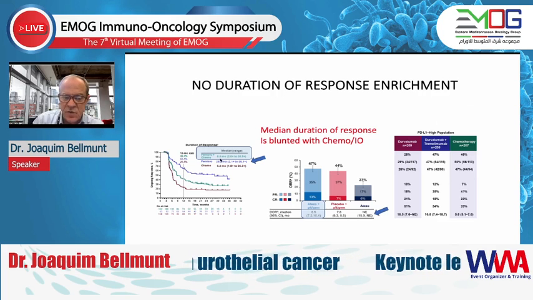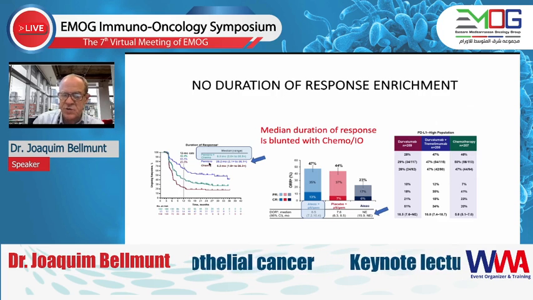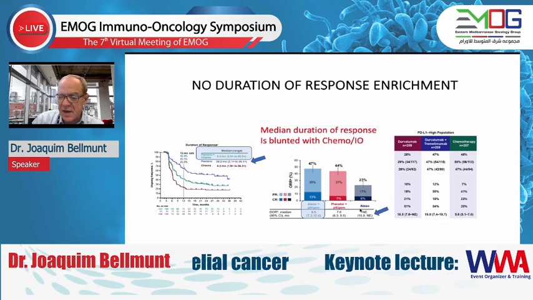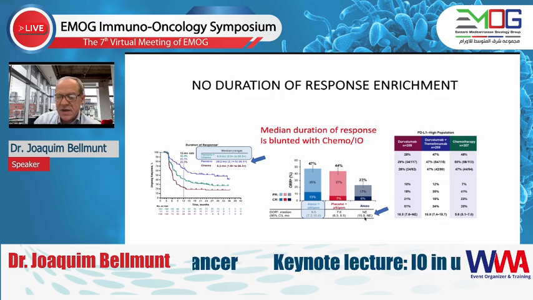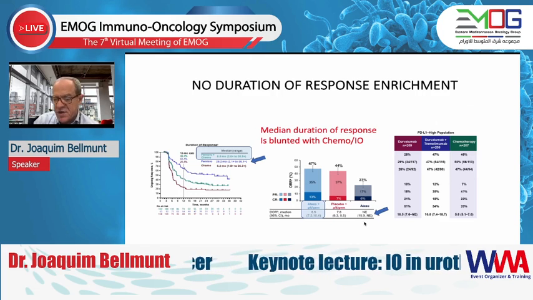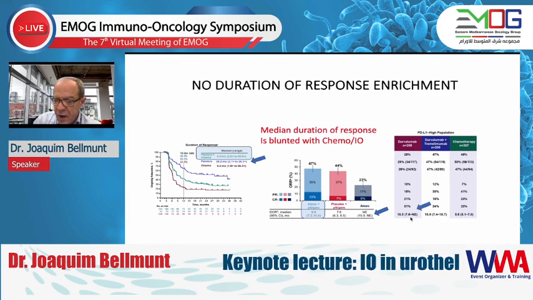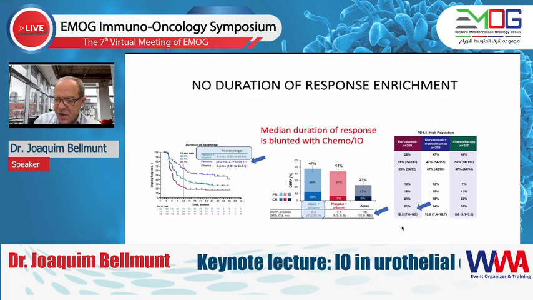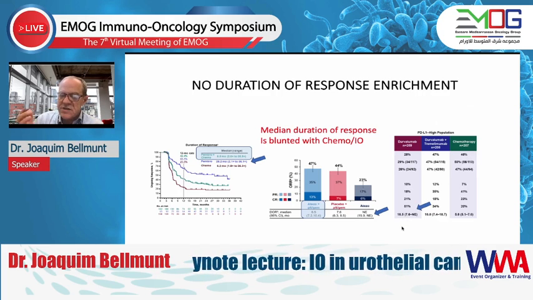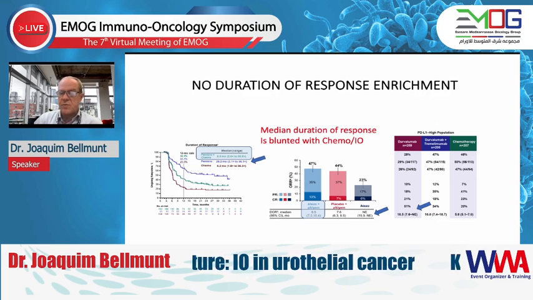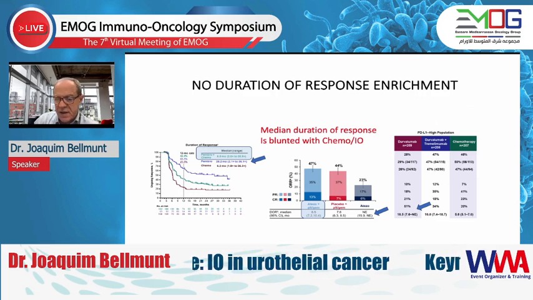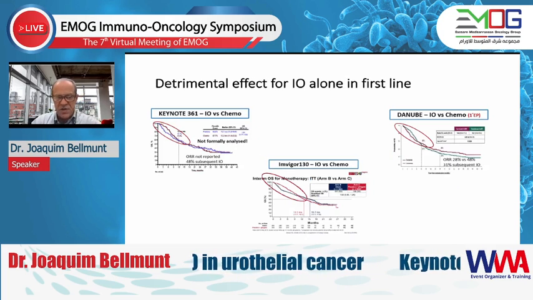We see that median duration is 28 months in patients responding to pembrolizumab, not reached for atezolizumab, but also you can see that the boundary is 15.9 months. And also for durvalumab, again here, we can see that the median duration of response are higher. So it seems that even the duration of response is being blunted if we combine chemotherapy with immunotherapy. Maybe we need to learn much better how to combine chemotherapy and immunotherapy.